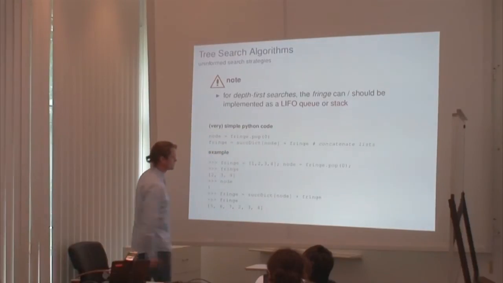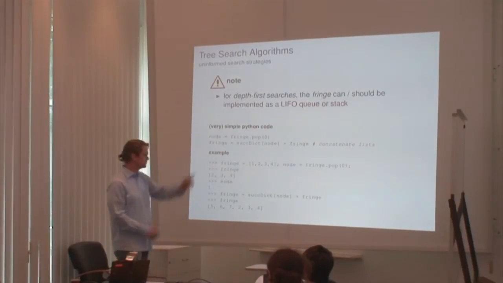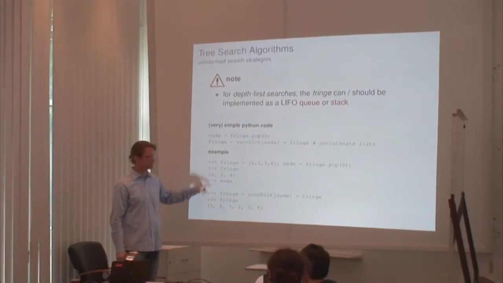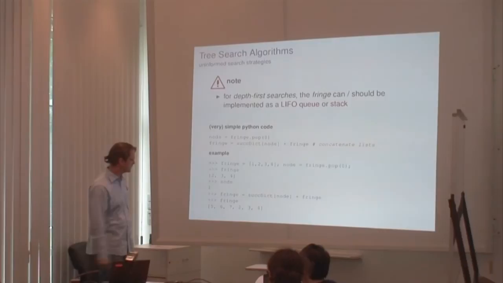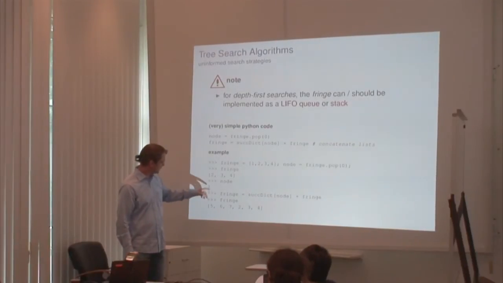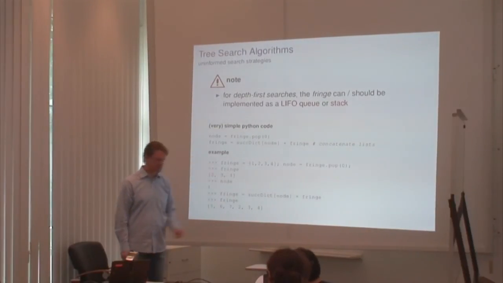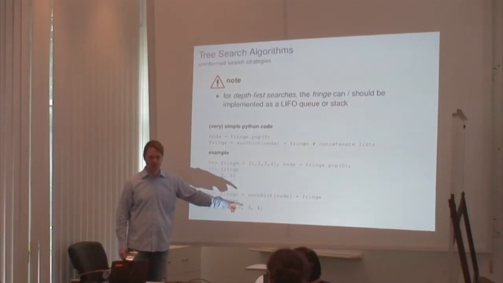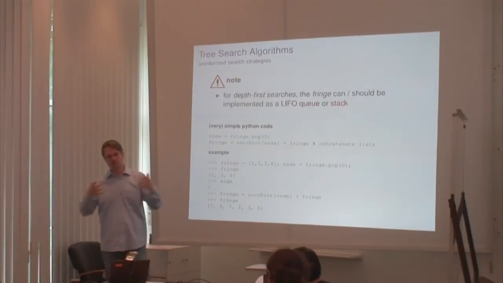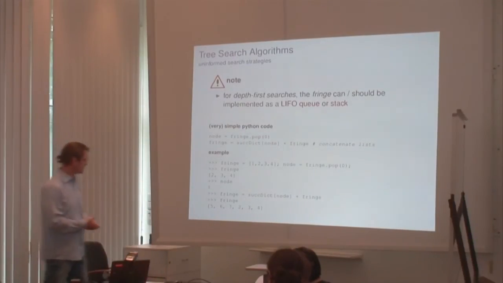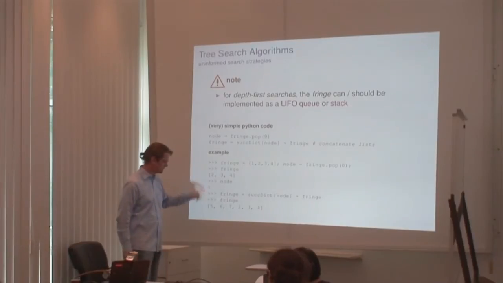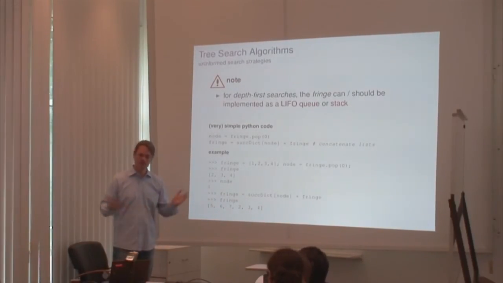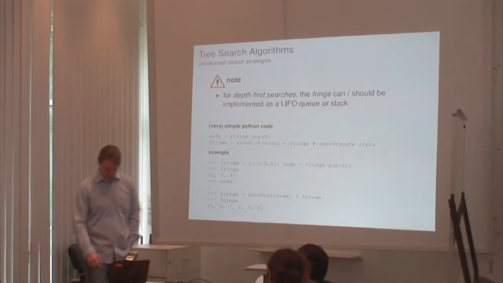Here is an example. Say the fringe was 1, 2, 3, 4, we pop the first one, we get new fringe 2, 3, and 4, and 1 is the node we are now going to expand. If we append the fringe to the successors of the node we are going to expand, then we have 5, 6, 7 before 2, 3, and 4. Therefore, if we now continue popping from the fringe, we'll first get the successors of node 1 before we actually continue with the successors that are already in the fringe. There you have it, last in, first out queue.